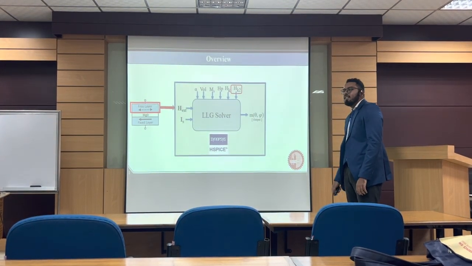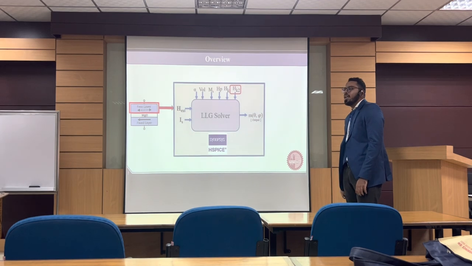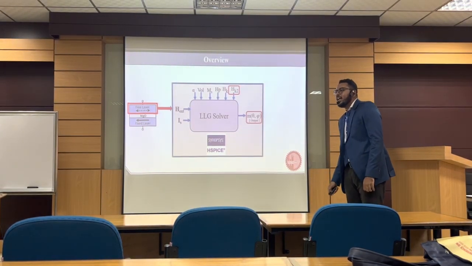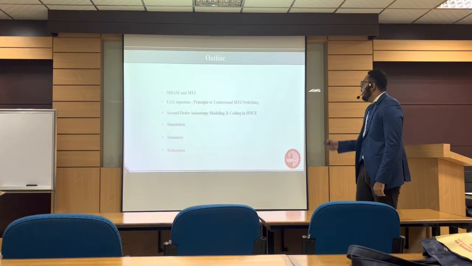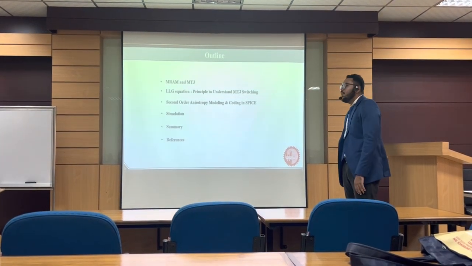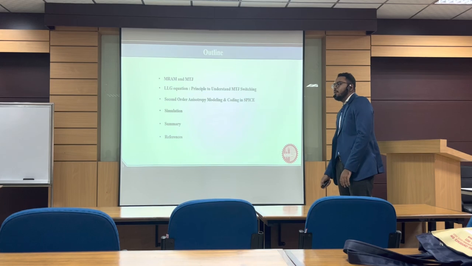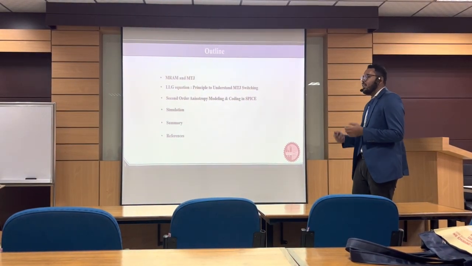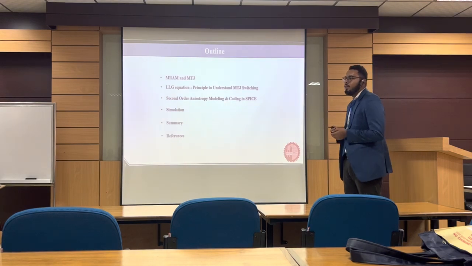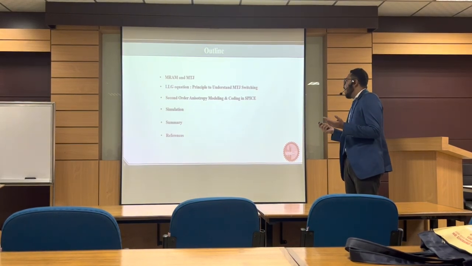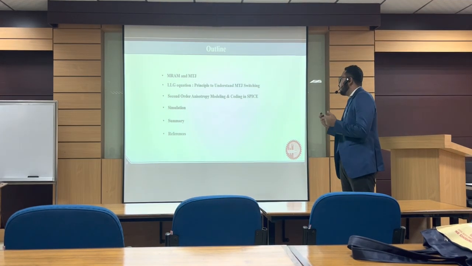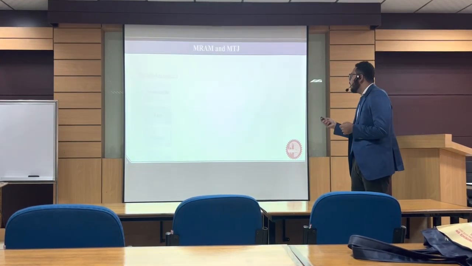Then we added the extra HKB parameter for the second order anisotropy. And lastly, we simulate our model and observe the magnetization dynamics of the magnet. Outline of today's presentation is a brief introduction to the magnetic random access memory and magnetic tunnel junction. Then, to understand the magnetization dynamics, I will be talking about the LLG equation. Then I will talk about how we model the magnet body and the simulation result. And lastly, we will talk about the summary and future scope.